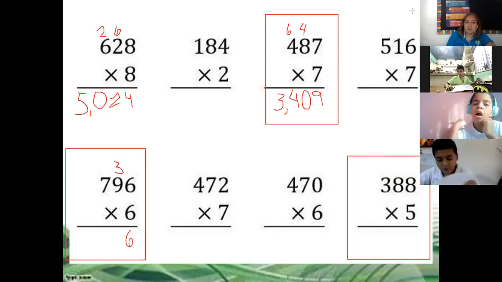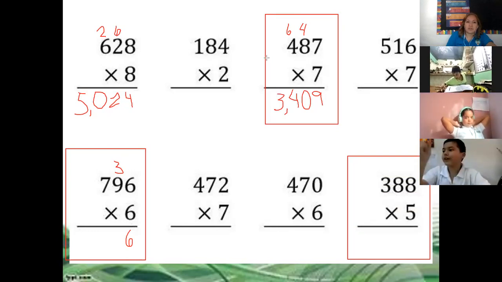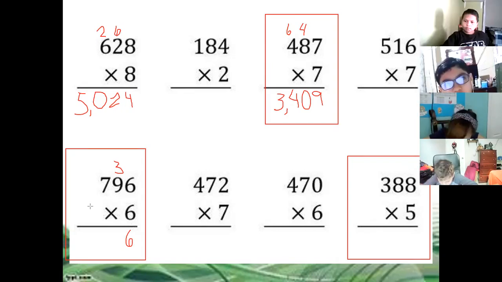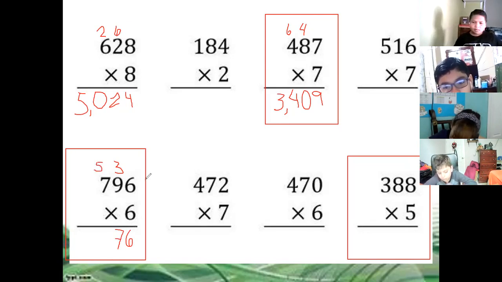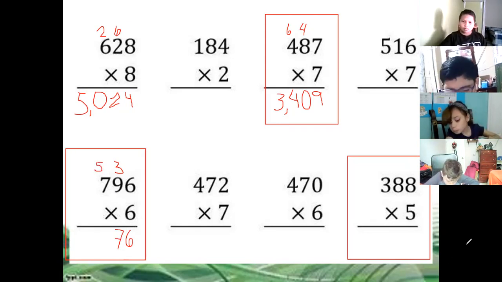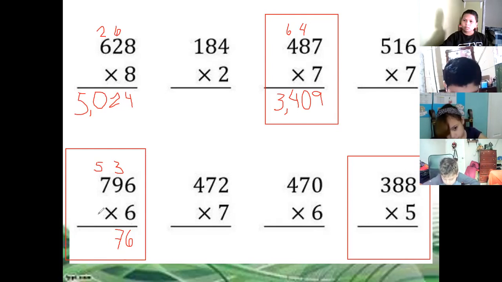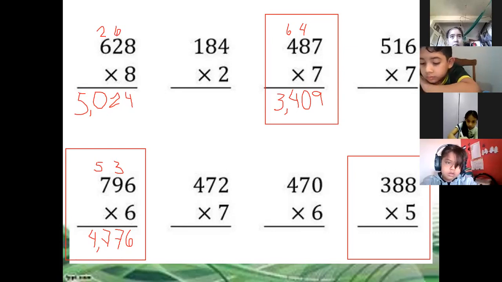6 times 9, right? 54 plus 3. 47? You lost. 6 times 9 is 54 plus 3, 57. Regroup 5. Next multiplication. 6 times 7. 42. 42 plus 5, 47. That's the answer, okay? That's the answer.